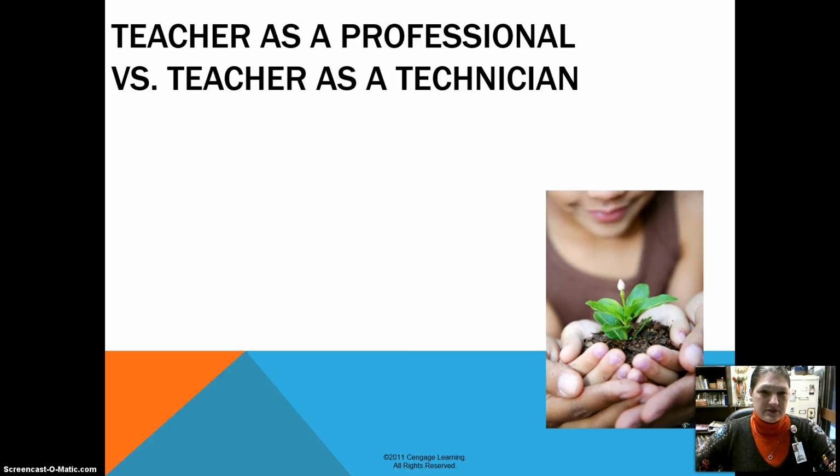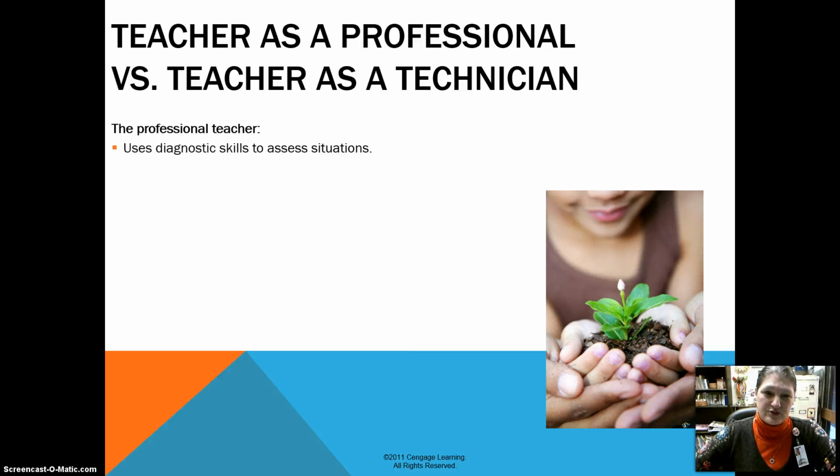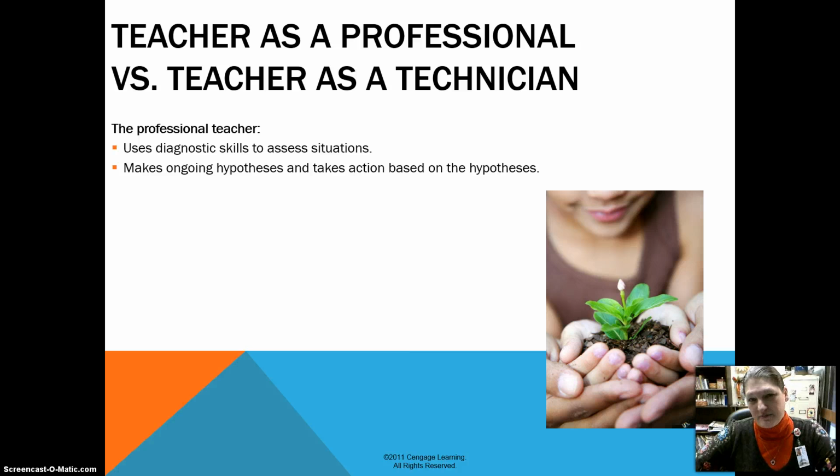At the beginning of this chapter, it talks about how we begin to view ourselves as professionals versus technicians. In the first case, we want to look at the professional teacher. The professional teacher uses diagnostic skills to assess situations. It calls you to think about why children are behaving in certain ways and then make a judgment call based on those things. All day long, you'll make ongoing hypotheses and take action based on those hypotheses, trying to figure out why children are doing what they're doing.